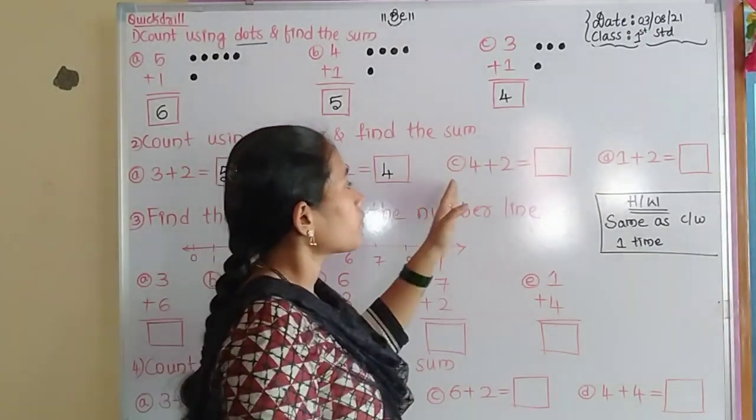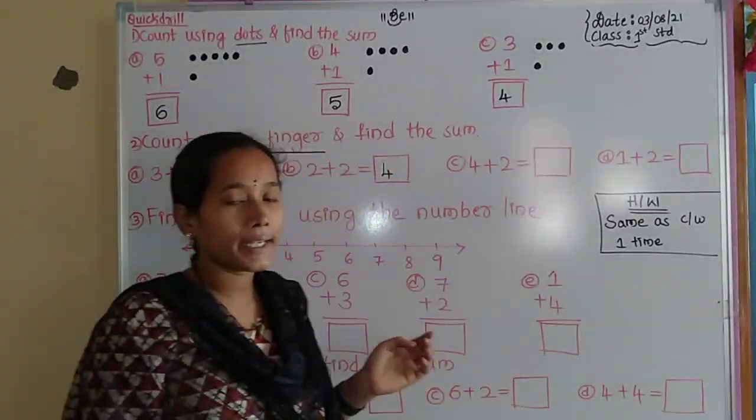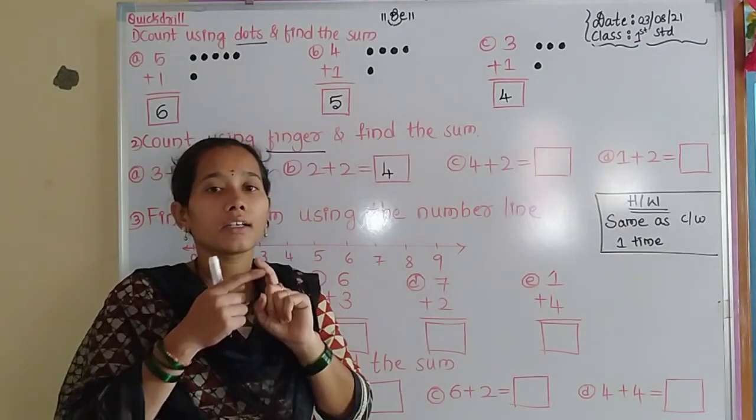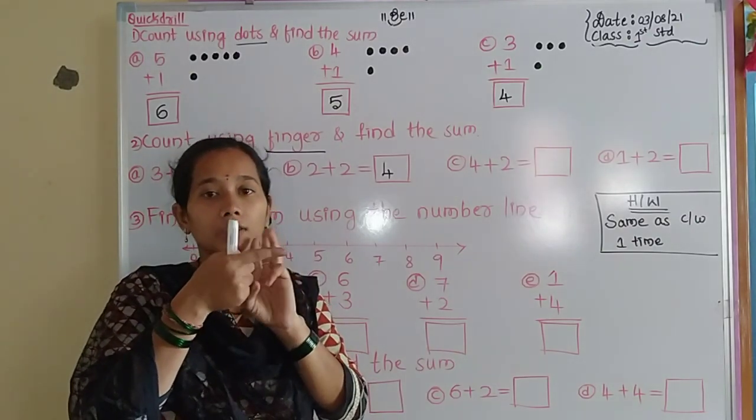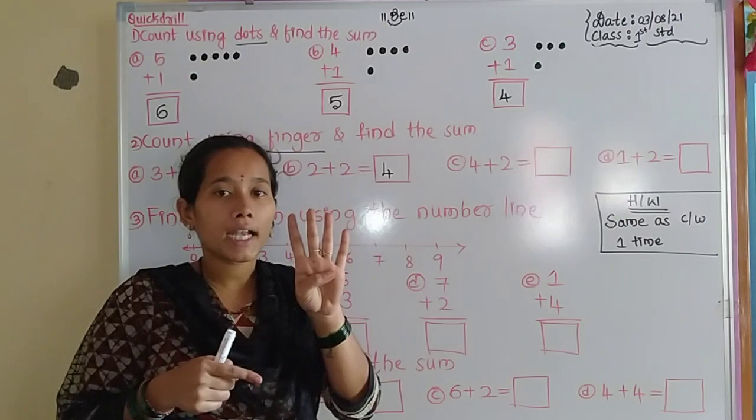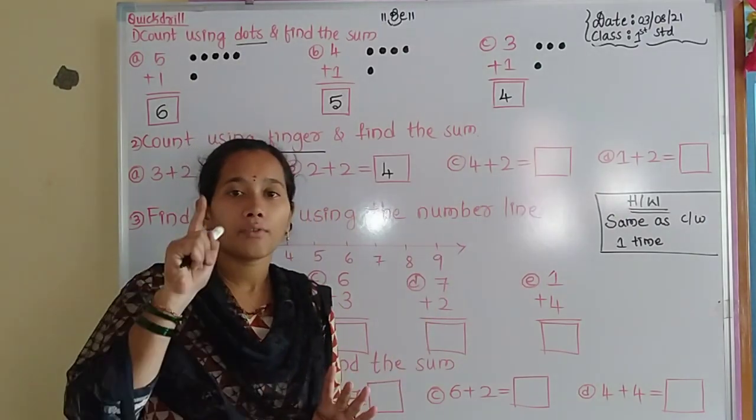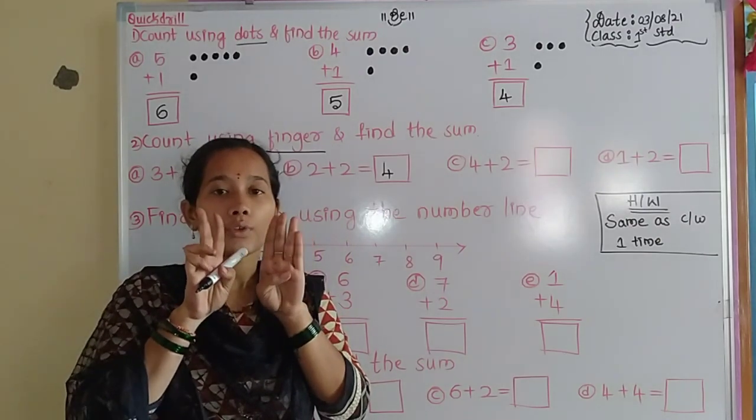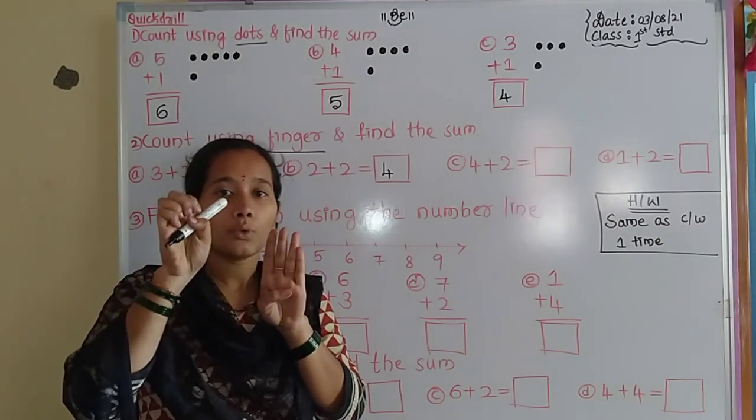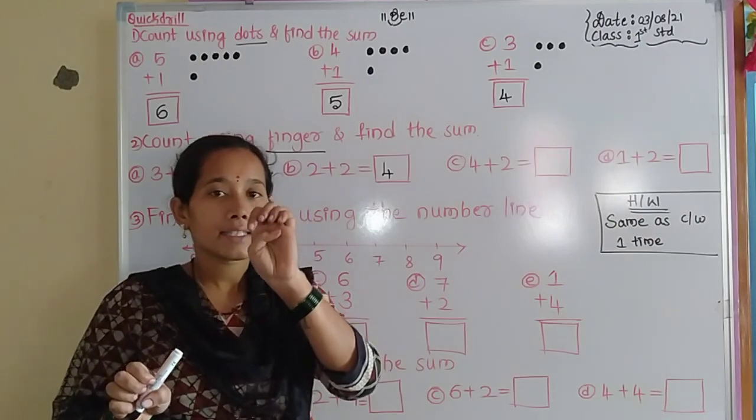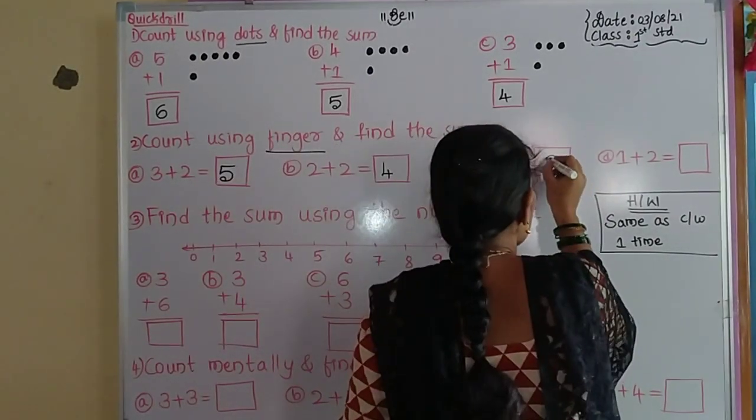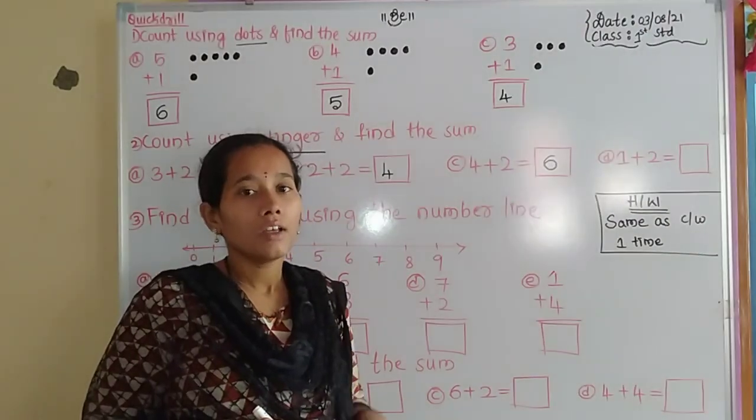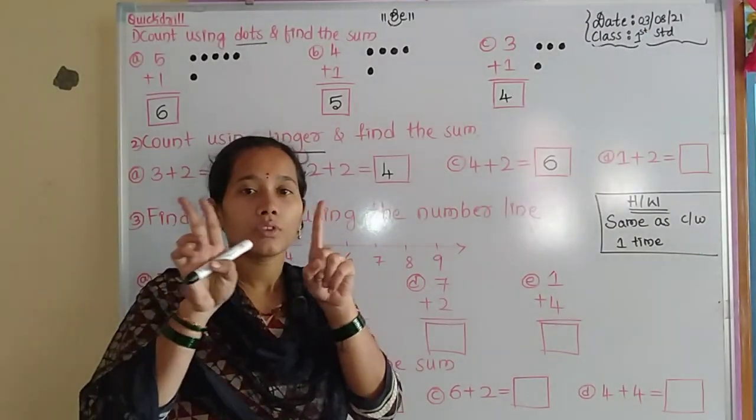Then next one. See 1, 4 plus 2. The first addend, what's the digit? It is 4. So see that: 1, 2, 3, 4. It is the first addend. And the second addend is 2: 1, 2. Then to get the sum, we have to count all together: 1, 2, 3, 4, 5, 6. Okay. So here 6 is the answer. Then D1, 1 plus 2. Very good. 1, and here 2. Count all together.